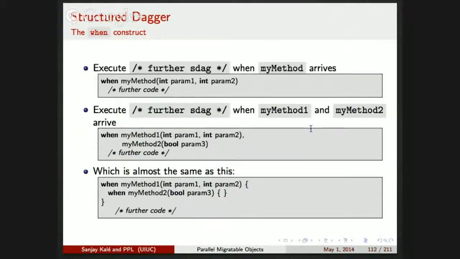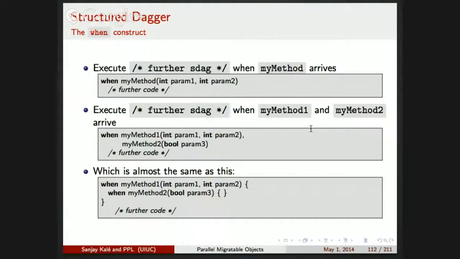Okay, so a little more on the when construct. Again, you have these when constructs saying what method you're expecting, what parameters it's going to receive, and then it'll execute whatever's after that. You can also essentially chain these together. So if you're saying, I don't want to move forward until I receive both my method 1 and my method 2, you can just have when followed by a comma.